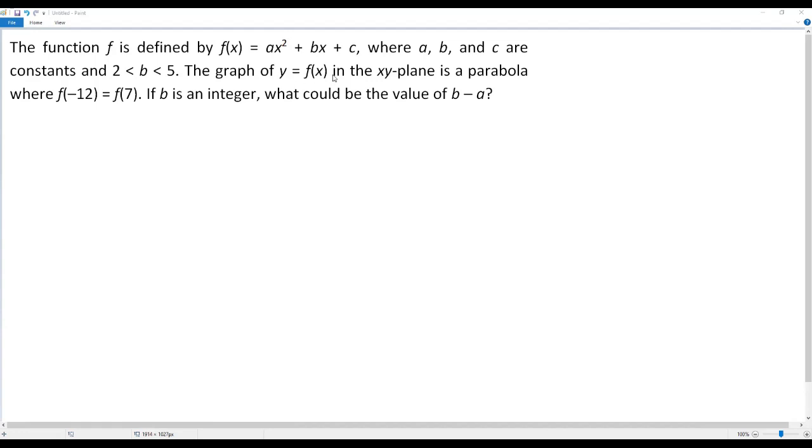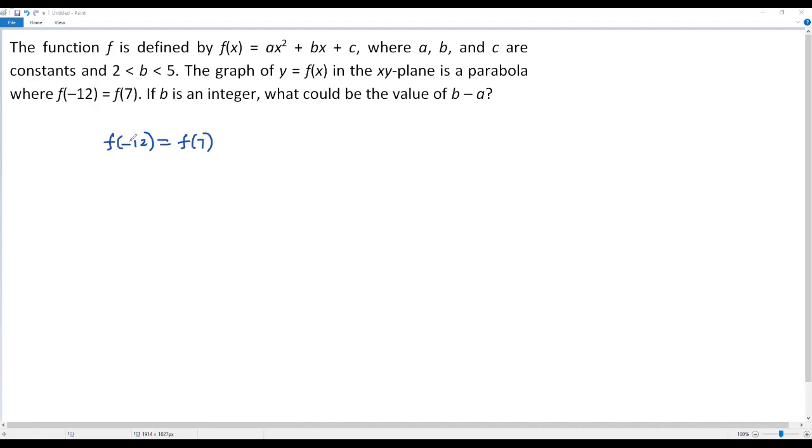The graph of y equals f of x in the xy plane is a parabola, where f of negative 12 equals f of 7. If b is an integer, what could be the value of b minus a? Okay, now let me consider this particular stuff. That is, f of negative 12 equals f of 7.